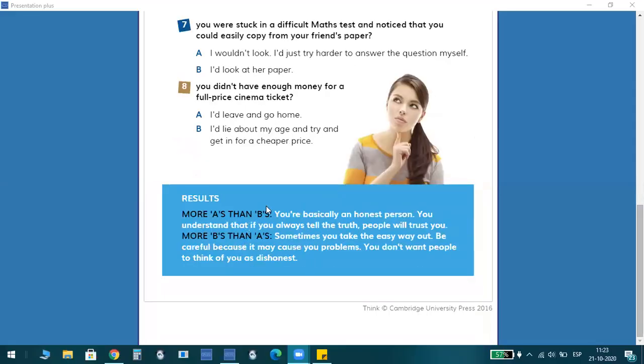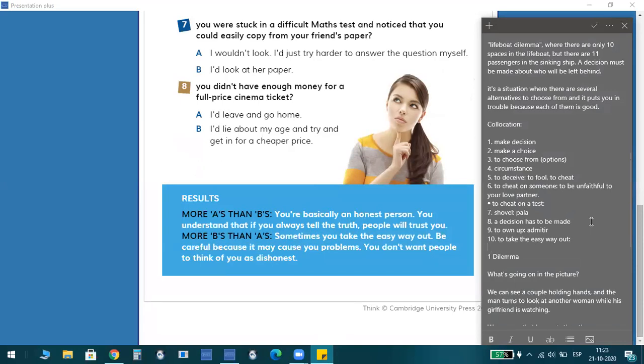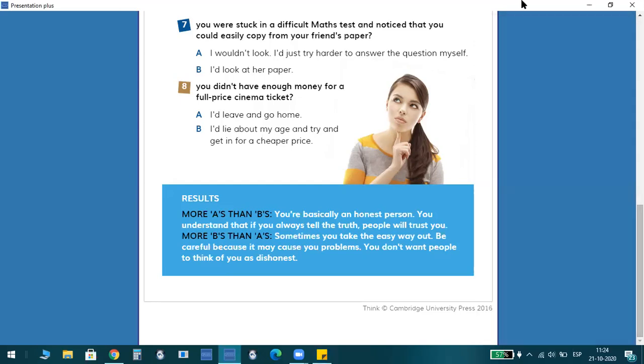Okay. If you have more A's than B's, you're basically an honest person, and you understand that if you always tell the truth, people will trust you. And more B's than A's, sometimes you take the easy way out. Another expression. Take the easy way out. What's that? Take the easy way out. Be careful because it may cause you problems. You don't want people to think of you as dishonest. What would be that expression, to take the easy way out? Tomar el camino fácil. Yes. Dishonest. Okay, very nice.